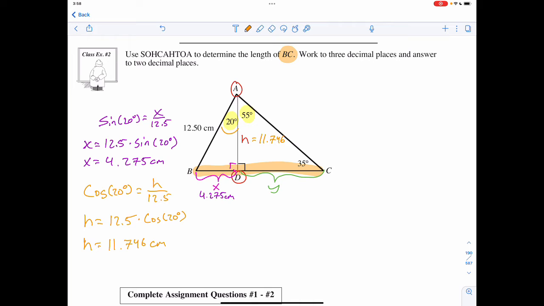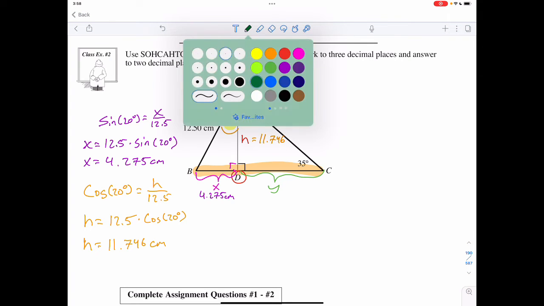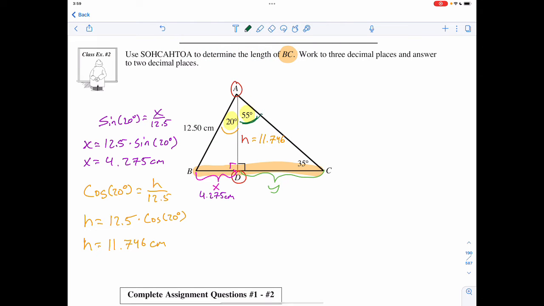And at this point, I'm going to use my other acute angle of 55 degrees or 35 degrees. Doesn't actually matter which one. In this case, I'll just use 55. And I'm going to use this adjacent in order to solve for my opposite, which is y.